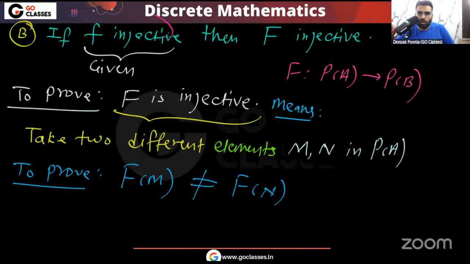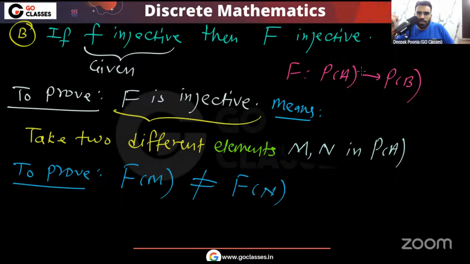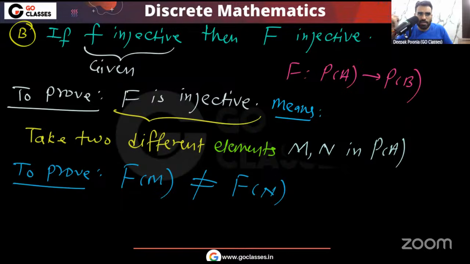So you can see small f is injective. This is given to you. I need to prove that capital F is injective. Capital F is from power set of A to power set of B. So in the domain, let me take two different elements m comma n. Now if I want to prove that capital F is injective, then different elements must have different images. So capital M and capital N must also have different images in capital F. Yes or no? So this is what I need to prove, that capital F(m) is not equal to capital F(n). Okay, yes or no?